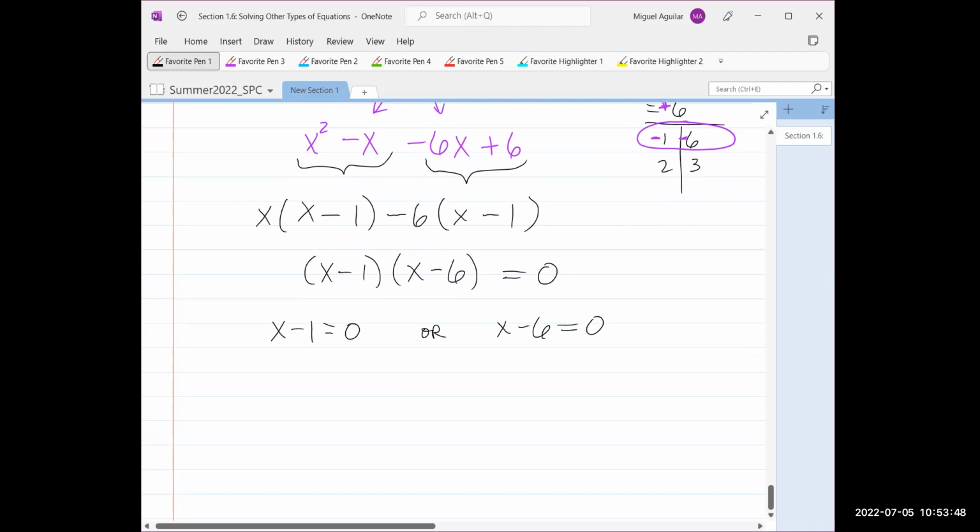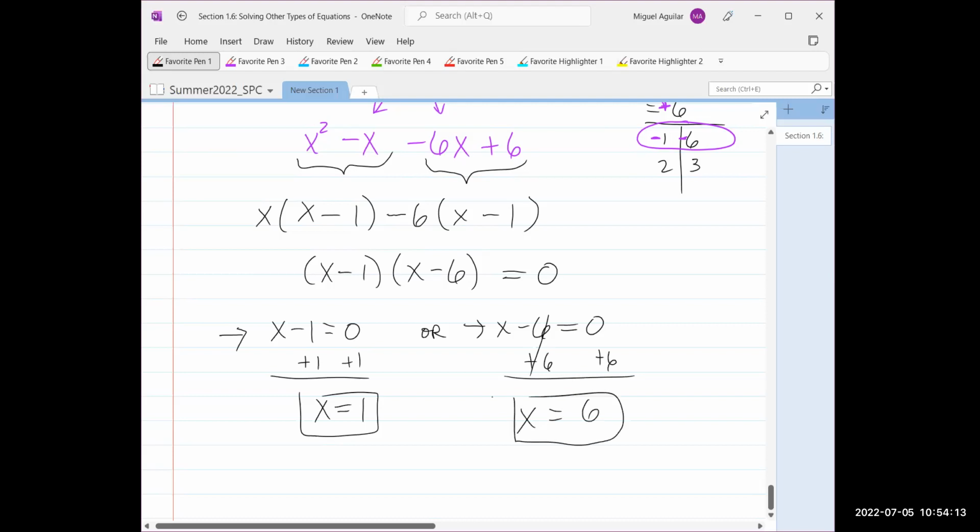So how do I solve this equation over here on the left-hand side? You add 1 to each side. Add 1 to both sides. X is equal to 1. That's one of my solutions. On the second equation that we have to solve over here, how do I solve it? Add 6 to each side. Add 6 to both. Good. X equals 6. Those are my two solutions.